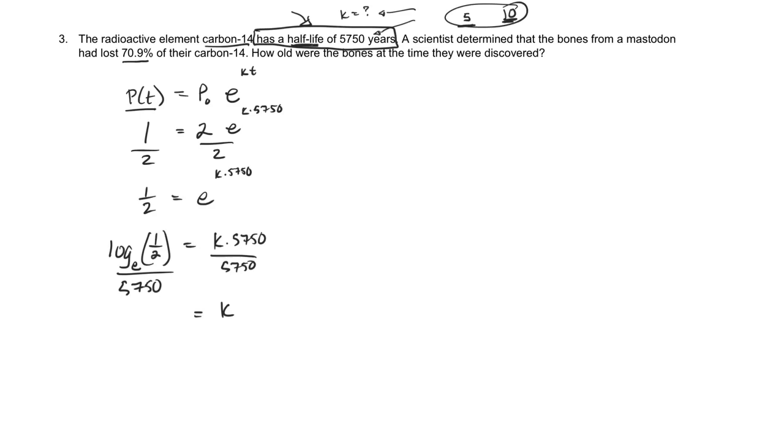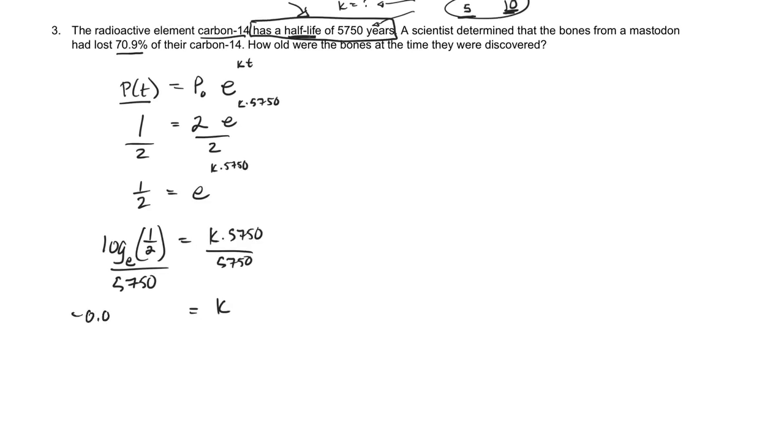Let me do this on my calculator. Log base e is the same thing as ln, so ln of 0.5, in brackets, divided by 5750 equals, okay, so it's negative 0.0001205. So that's my k value. When that carbon decays, that's the percent or ratio that it is decaying by.